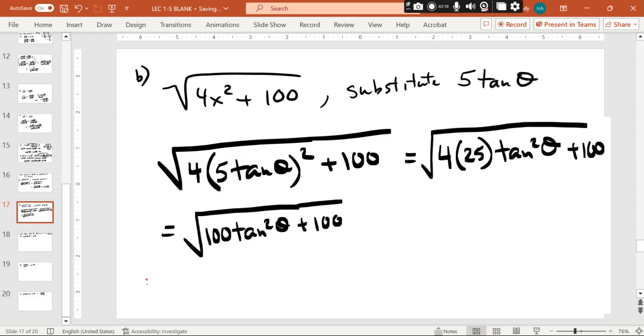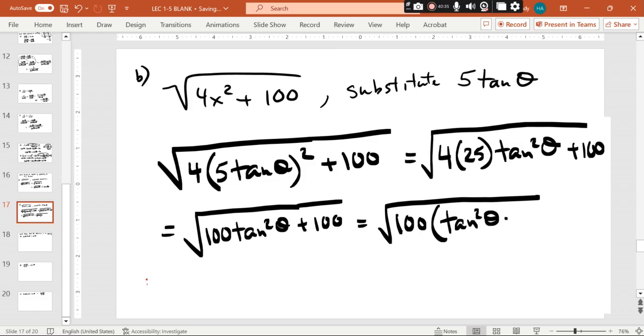And the question is, how do I simplify this? How do I shorten it up as much as possible? Notice I have 100 over here and 100 over here. I'm going to factor 100 out of both these terms. Then I'm going to be left with tangent squared theta plus 1.